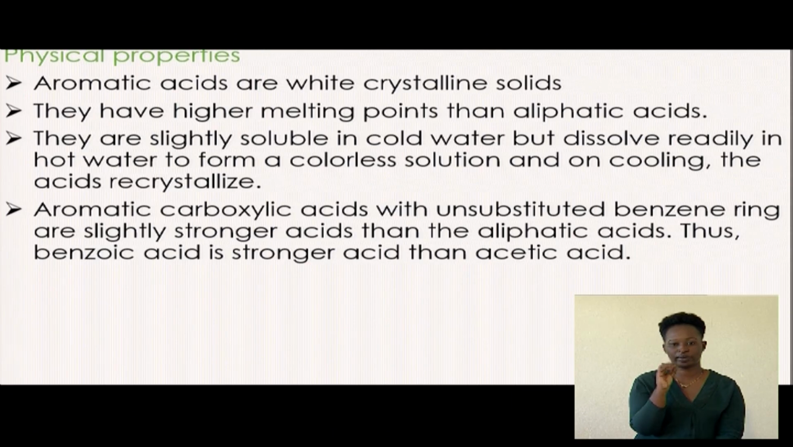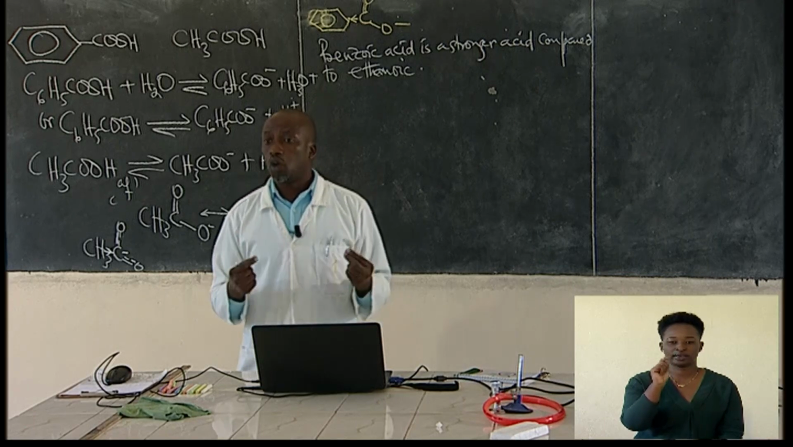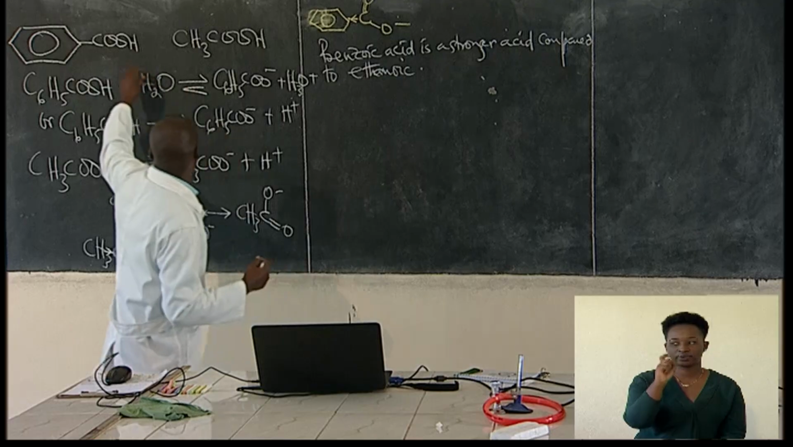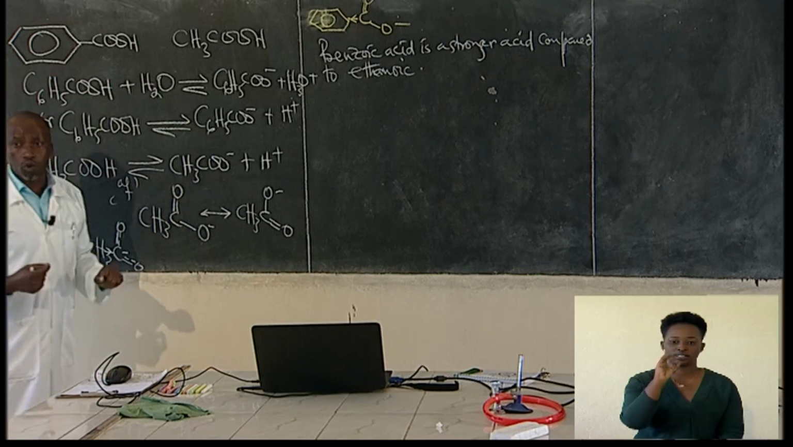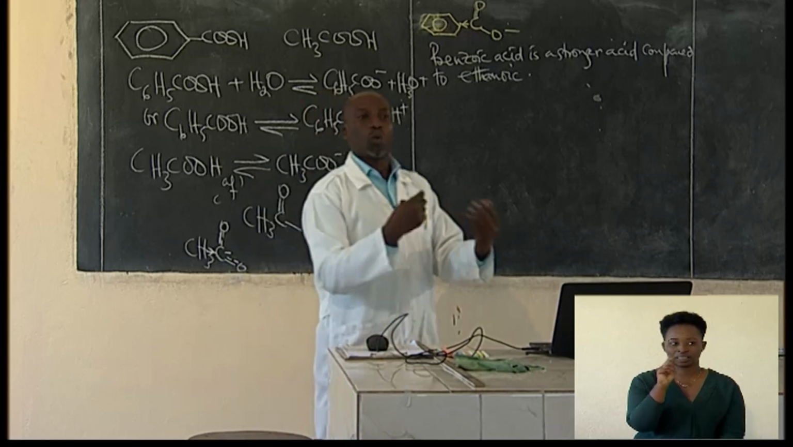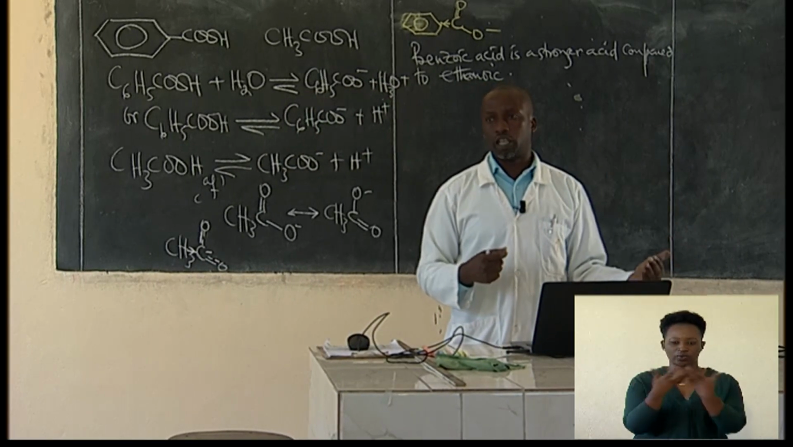The molecular mass, when you look at the molecular mass of this one and this, it is much higher. And they are slightly soluble. So compared to the aliphatic carboxylic acids, the aliphatic carboxylic acids are more soluble because they form strong hydrogen bonding compared to aromatic carboxylic acids. Why? Because the benzene ring outweighs the hydrogen bonding that is formed.